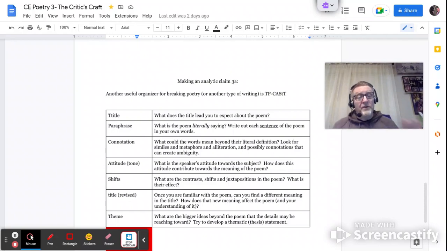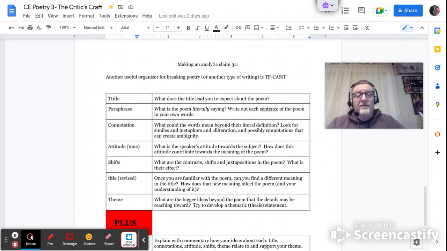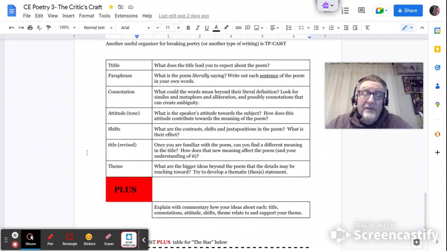Once you've done that, read the poem now a second time. After you've read the poem a second time, revise your meaning of the title. You'll read the title again, maybe now after you've given it some thought, you've run through connotation, attitude, shifts. Think about what the title might mean a second time. It might change, it might not. And then identify the theme. Don't try to identify the theme first.